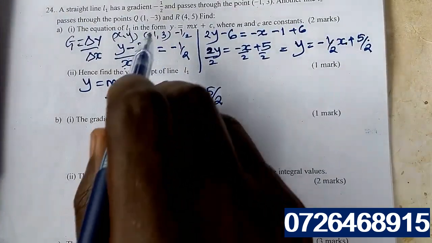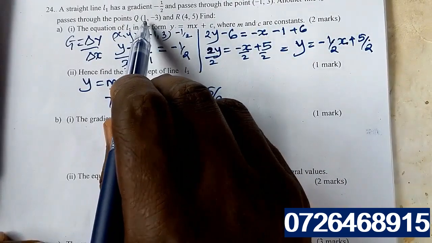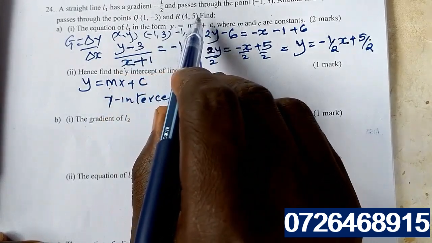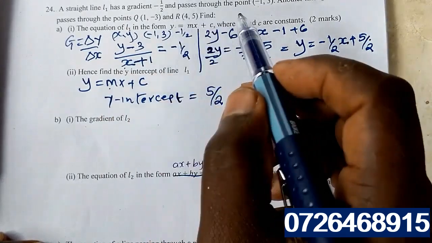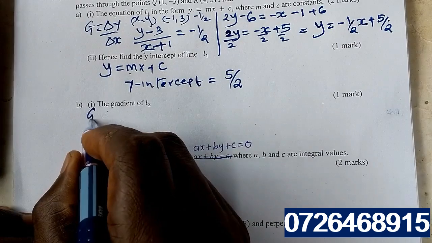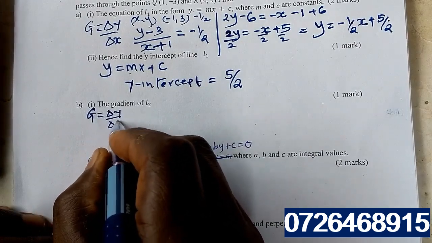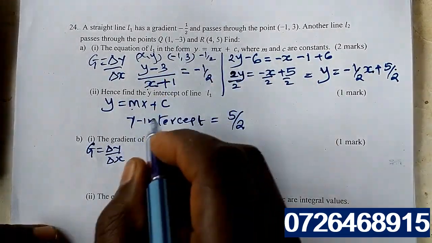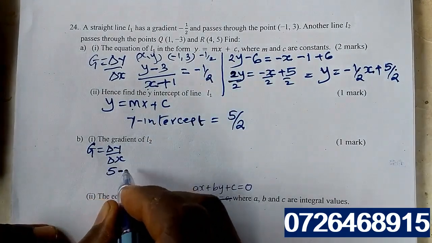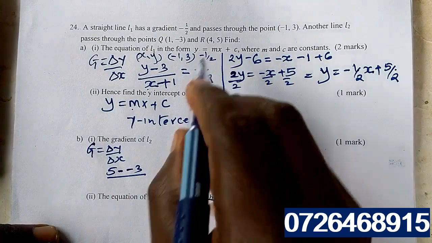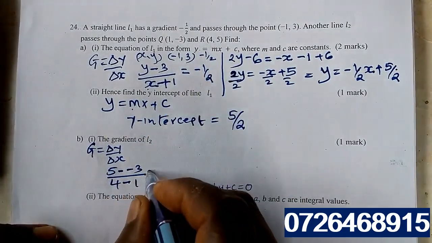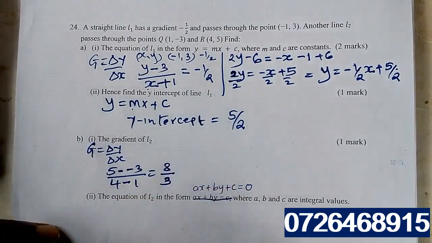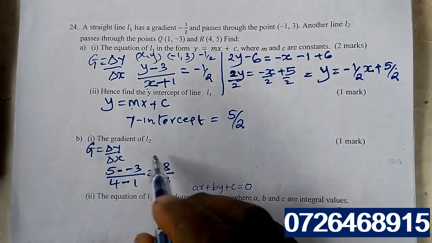Gradient of L2. For line 2, we are told it passes through 1, -3 and 4, 5. The first thing we look for, since there are two points, is that we must get the gradient and then find the equation. So gradient equals change in y over change in x. So we have 5 minus -3, divided by x, which is 4 minus 1. That will be 8/3. So the gradient of L2 is 8/3.